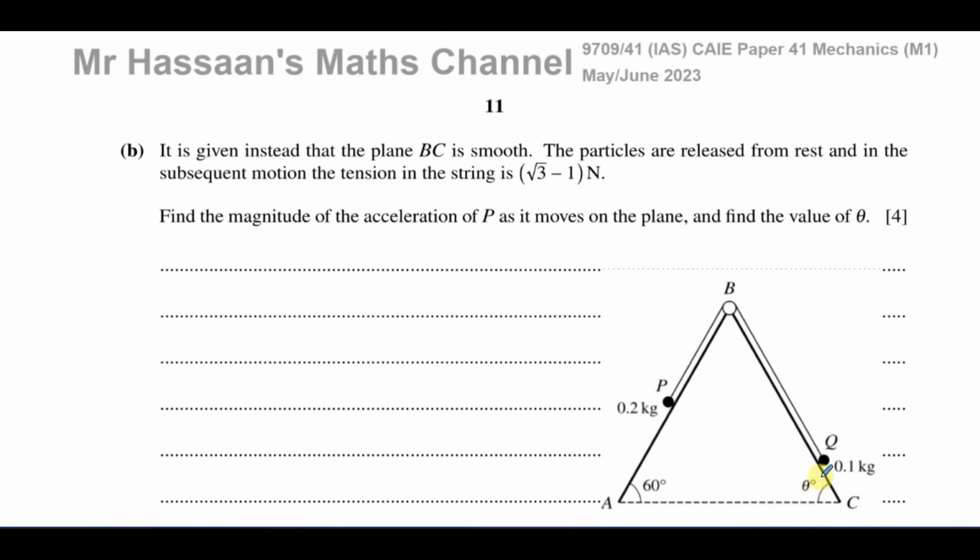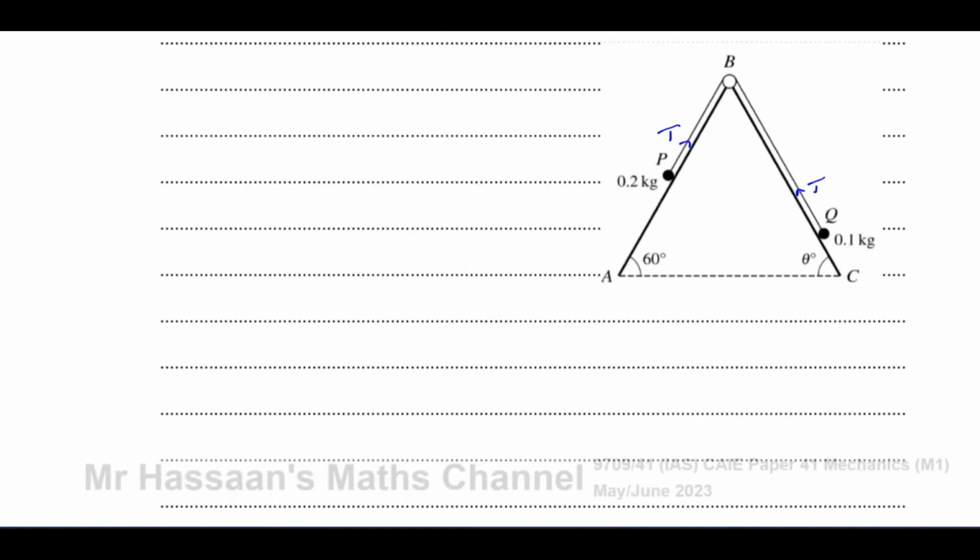Now, last time they said this angle is 60. This time they have told us to find this angle, but they told us the tension in the string. So we know the tension in this string and in this string, we know them both. So in this case, we have to consider the particles separately because we know the tensions in the string. Let's go ahead and do that. Let's consider the particles separately.